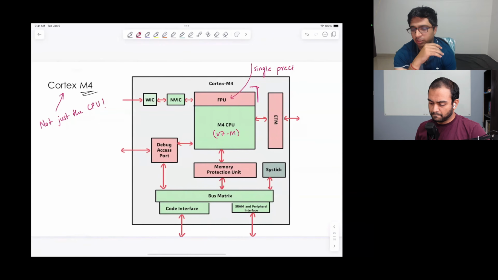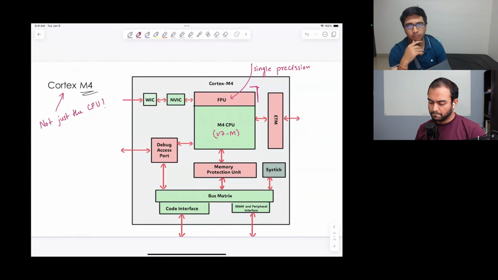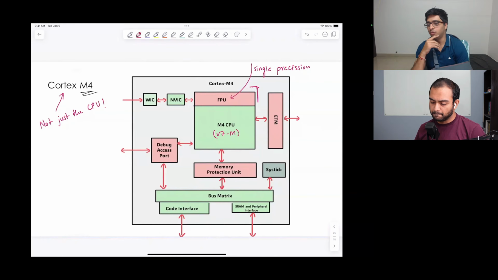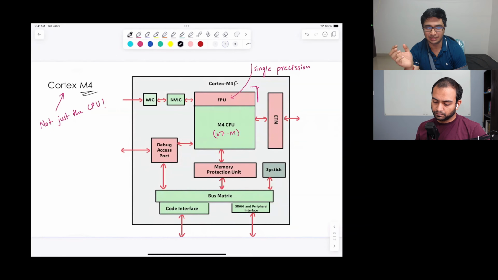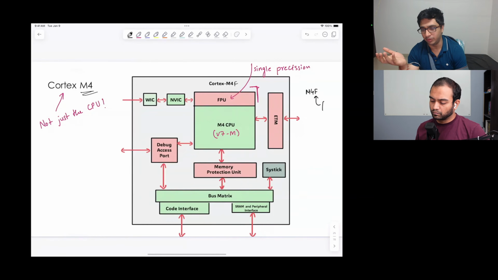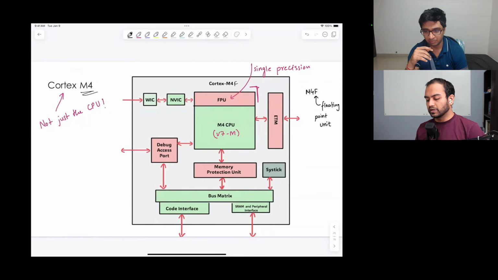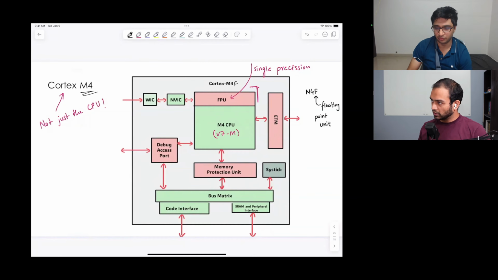If vendors, let's say, don't see their device getting used for any floating point arithmetic, they can choose to disable this. And this variant of the Cortex-M4 is specifically called Cortex-M4F. So this is just to highlight that if in future you read a datasheet and it says Cortex-M4F instead of Cortex-M4, it's not a separate device. It just means it's Cortex-M4 with FPU enabled. FPU capable. It's available, you can choose to enable it.